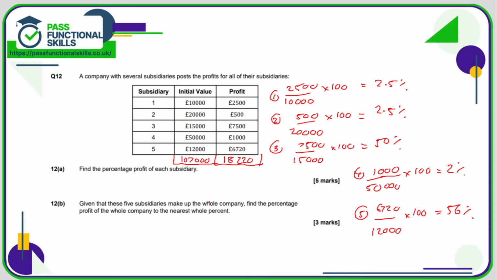£107,000. So therefore the overall percentage profit is the profit as a percentage of the total initial value. So 18,220 divided by 107,000 multiplied by 100, and that comes to 17%. If you just took the average of those percentages, then that would not be correct. So quite a challenging question, question 12.